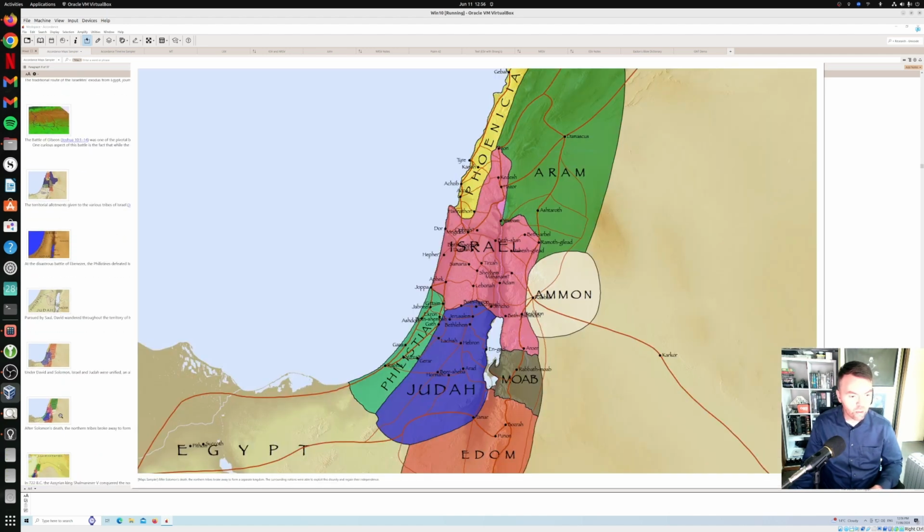Eventually, though, we get a divided monarchy. There's a separation between the northern country of Israel and the southern country of Judah. These are separate political entities now, and it's worth noting that Jerusalem, the religious center of the Israelite worship, is in Judah, in the southern kingdom.